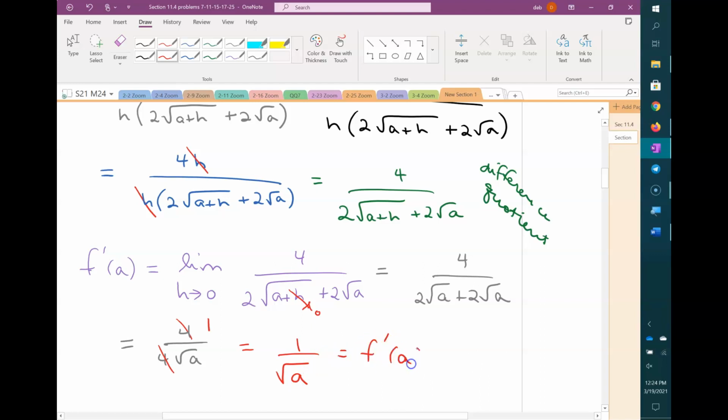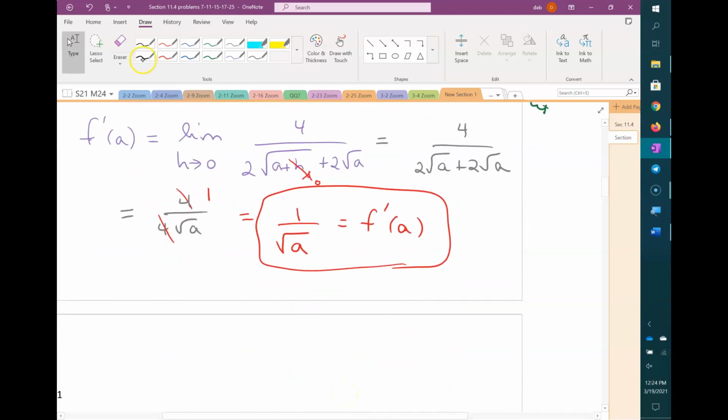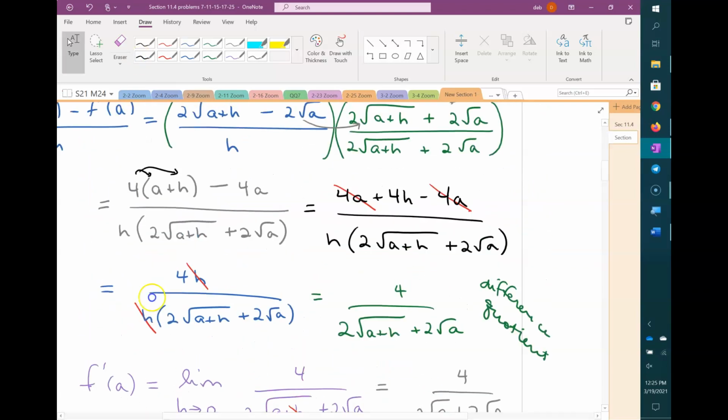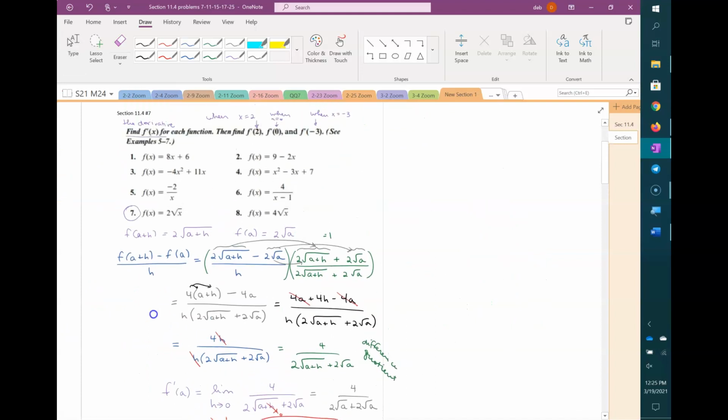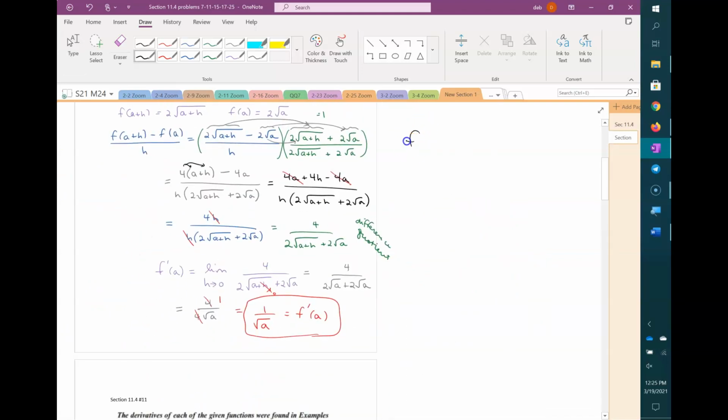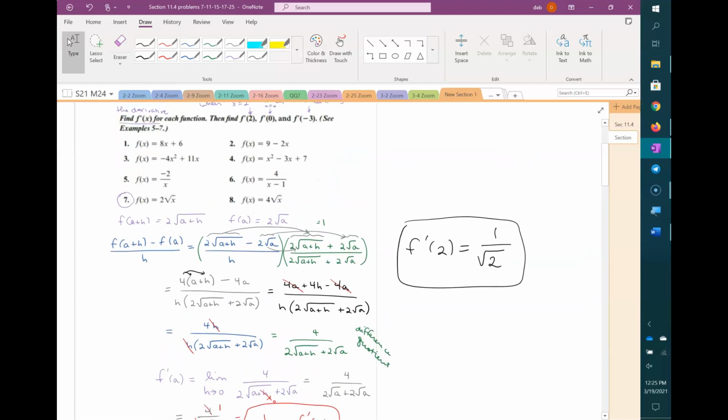So this is the derivative of the function at a. And then we were asked to evaluate it for some particular values. So f prime of 2 says put a 2 in everywhere you see an a. So that's going to be the slope of the tangent line when x is 2. And so that's the answer to the first, find f prime of 2.